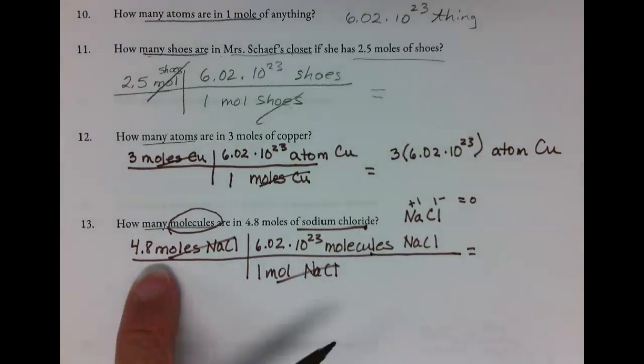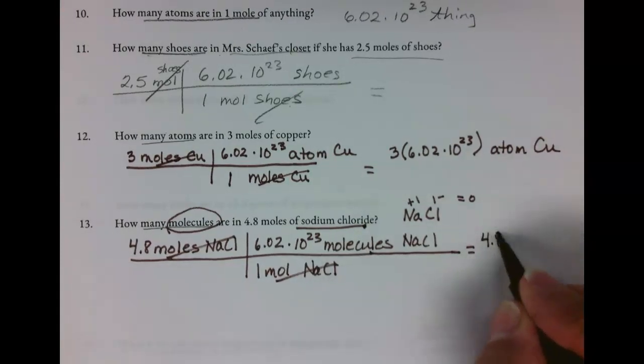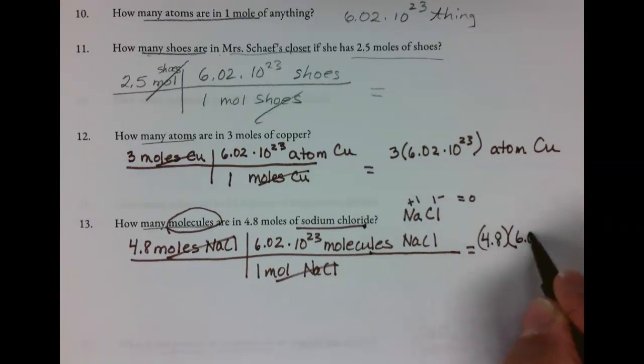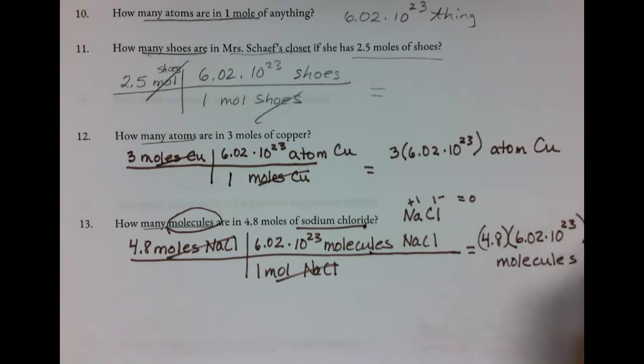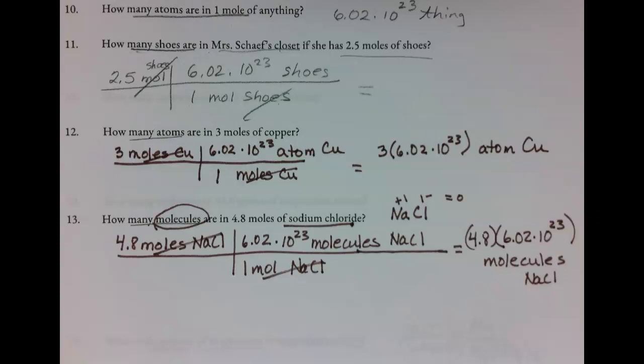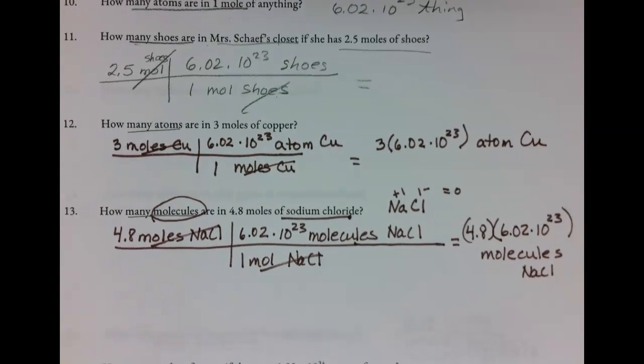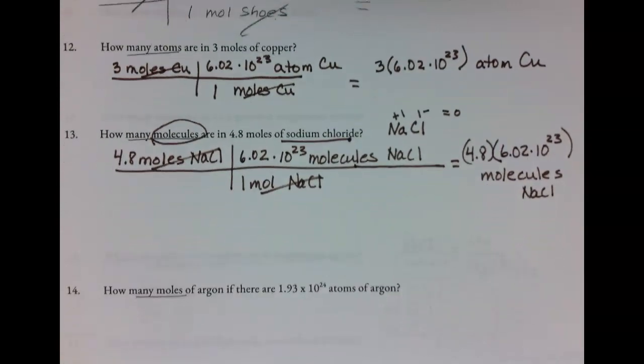In this case, this is in the numerator and this is in the numerator, so I'm going to just multiply across. So 4.8 times 6.02 times 10 to the 23. Hopefully you know how to put that in your calculator. I'm running out of space, so I'll put this down below. Molecules of NaCl. As with all of them, I would always pause before you watch me do the problem, so that you can see if you know how to do it and then check yourself. Don't just watch me and copy what I write.